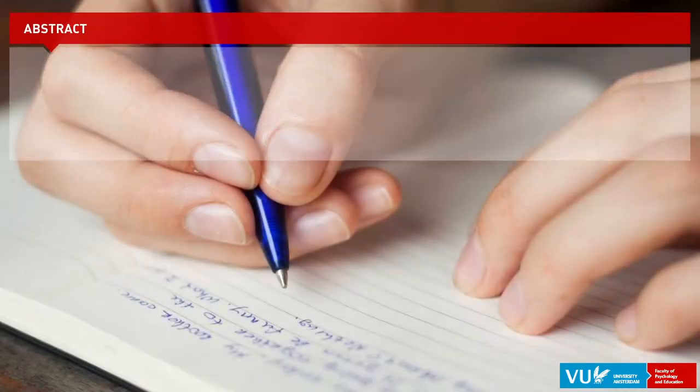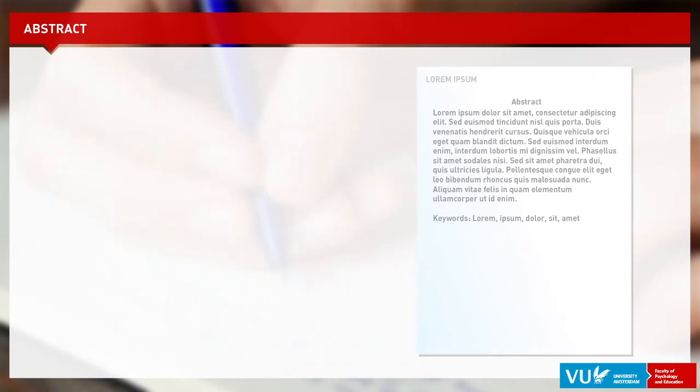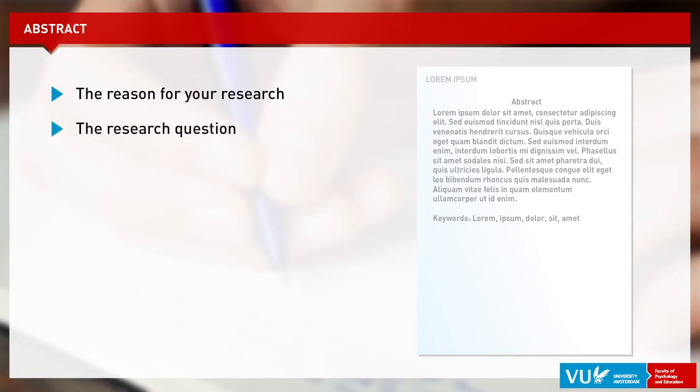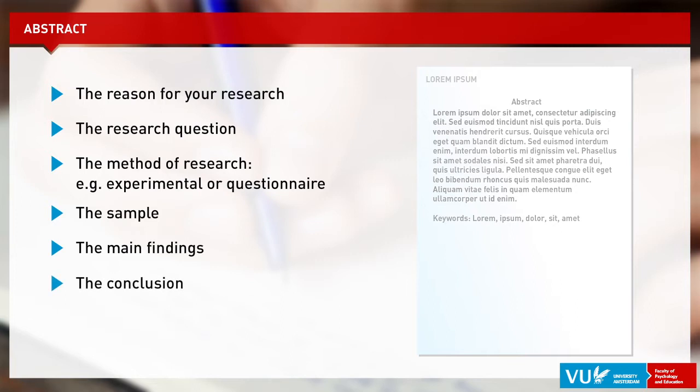Abstract. The abstract is a summary of your total thesis. The abstract is always written in the past tense and includes the reason for your research, the research question, the method of research, the sample, the main findings, the conclusion. Summary of each topic can consist of 1 or 2 sentences.